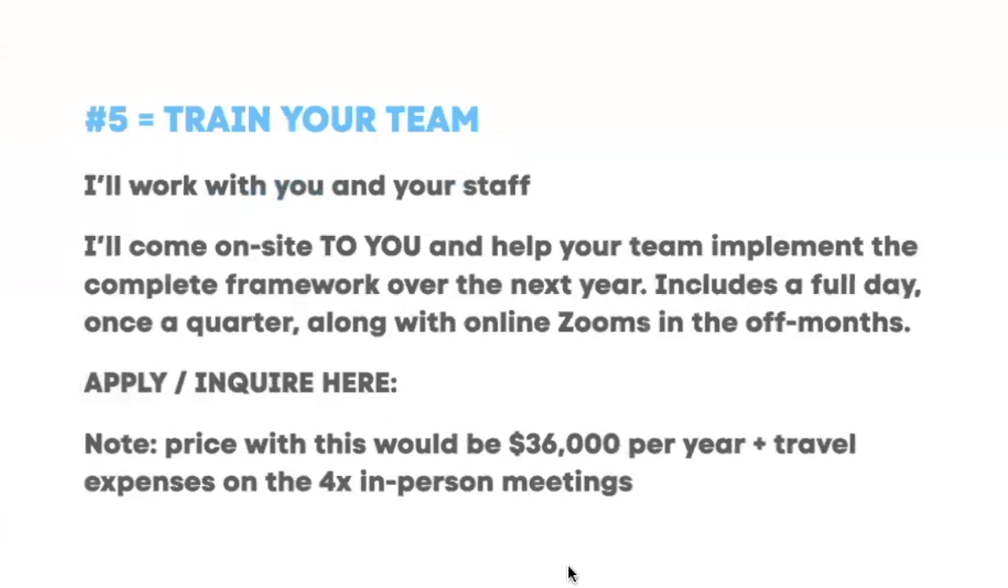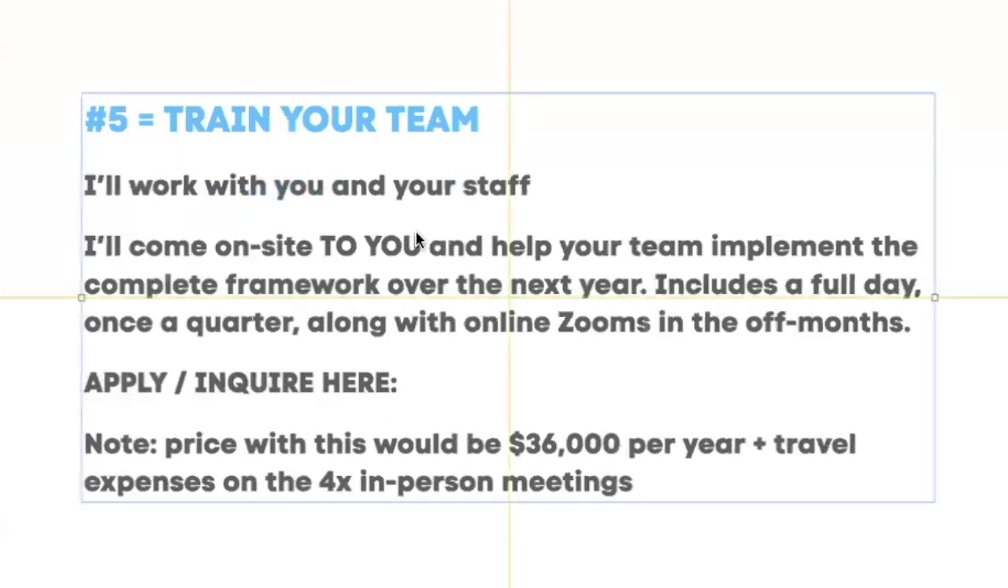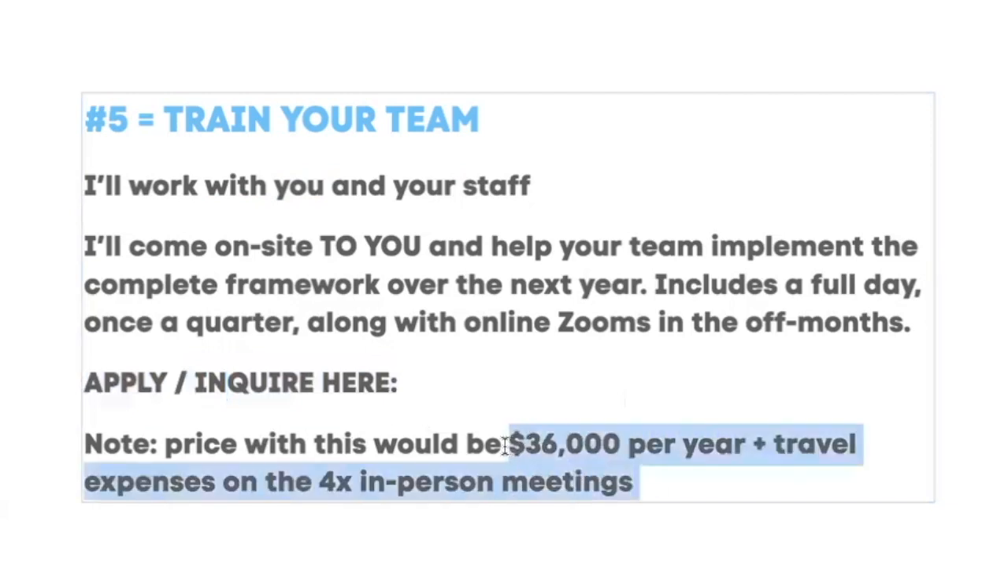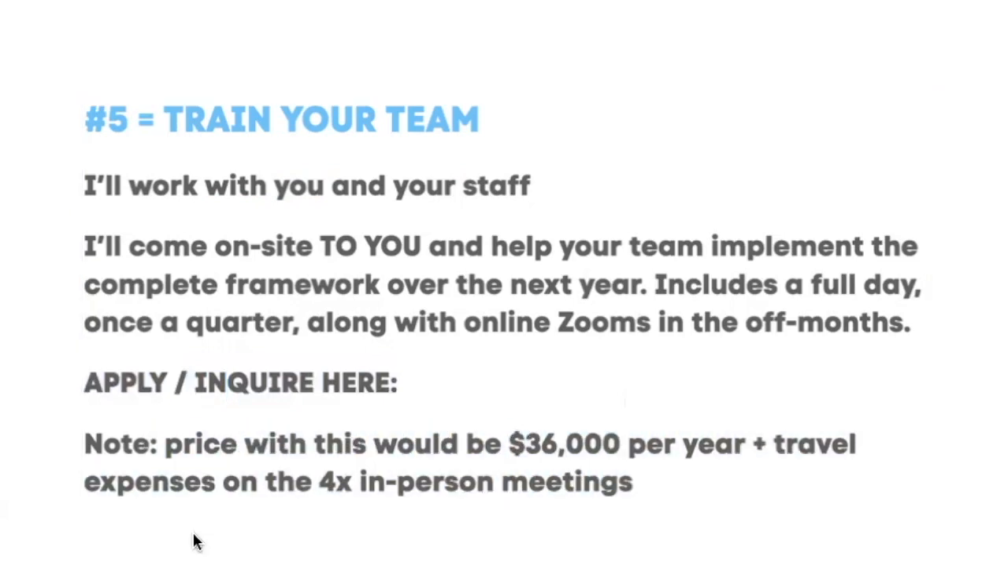Option number 5, train your team. So I'll work with you and your staff. I'll come on site to you and help your team implement the complete framework over the next year. Or you might say, several months. It includes a full day once a quarter along with online Zooms in the off months. They inquire here. You might say the price for this is $36,000 per year, plus travel expenses on the 4 in-person meetings. What are you going to teach on that? The same stuff.